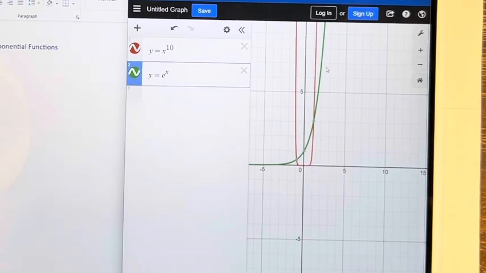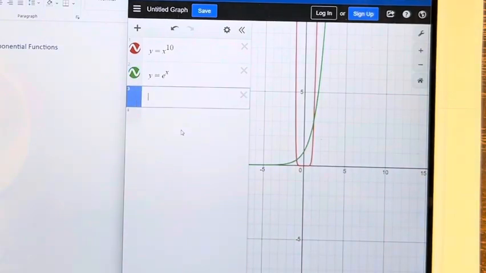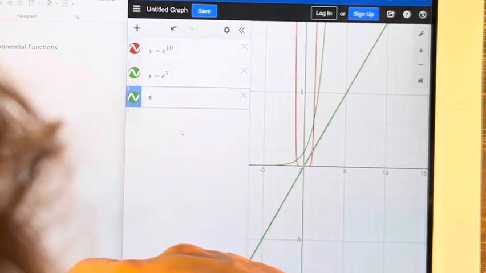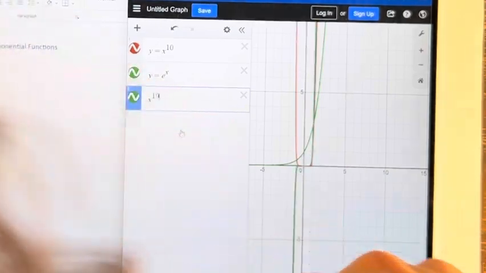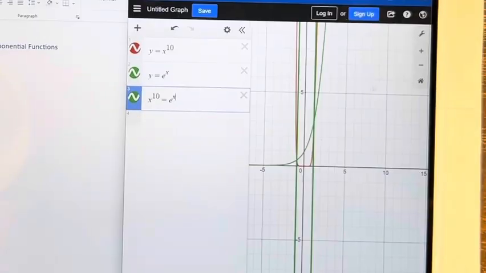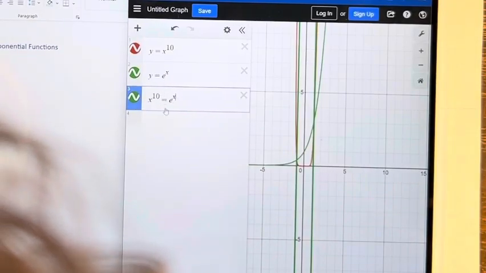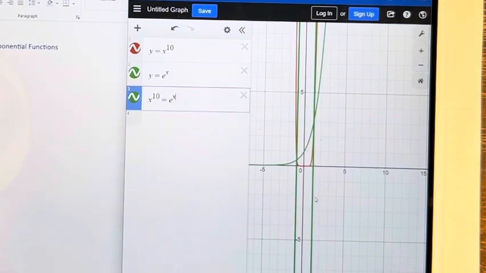However, this problem is asking us, when does the graph of g, e to the x, surpass x to the 10th? So what we know is that there has to be some point of intersection way down the line. And if we look up x to the 10th is equal to e to the x, then this is going to give us some intersection points.